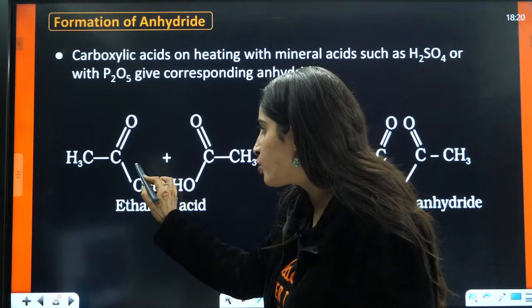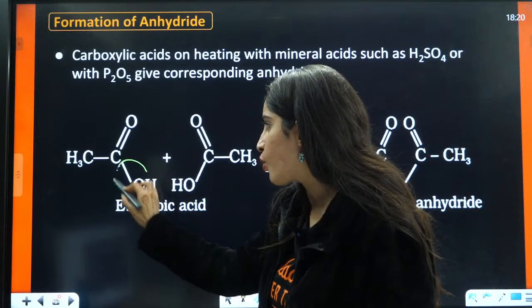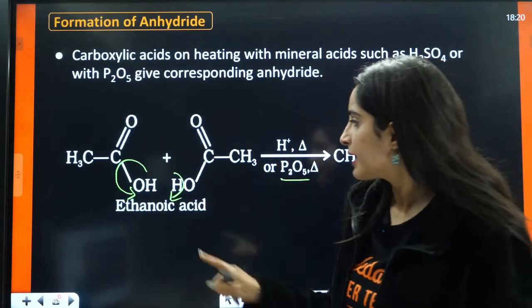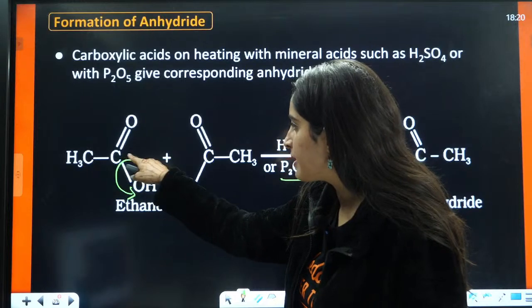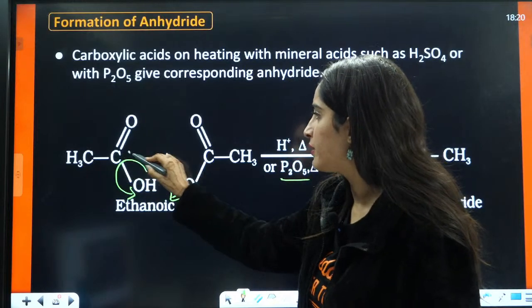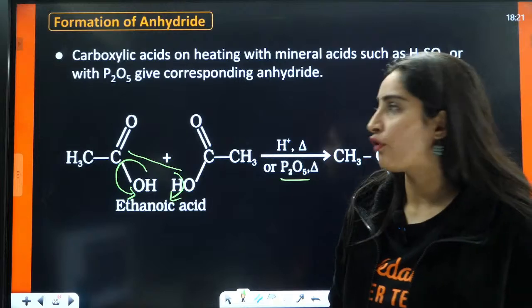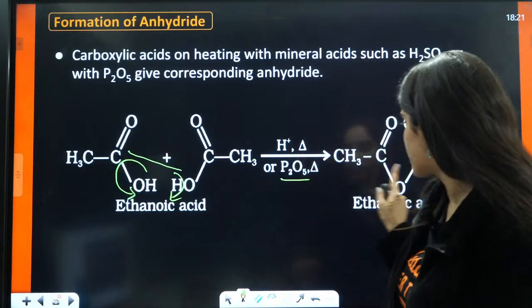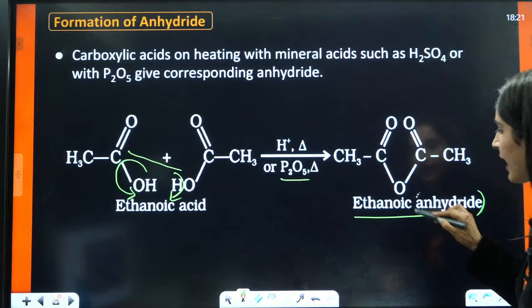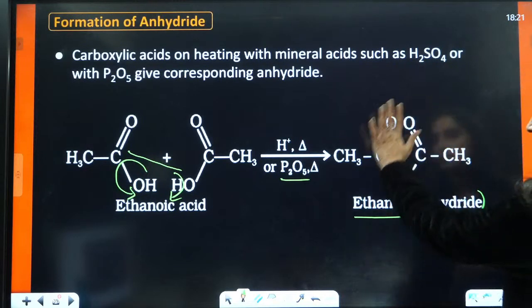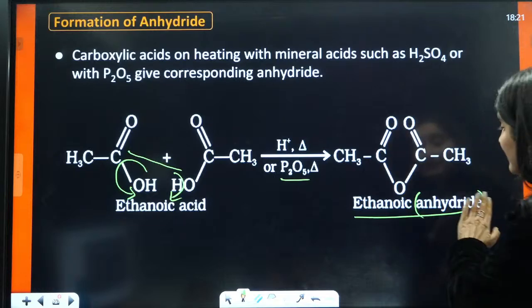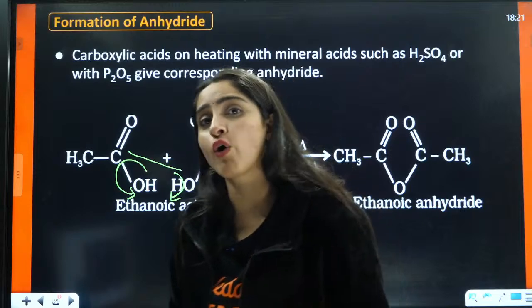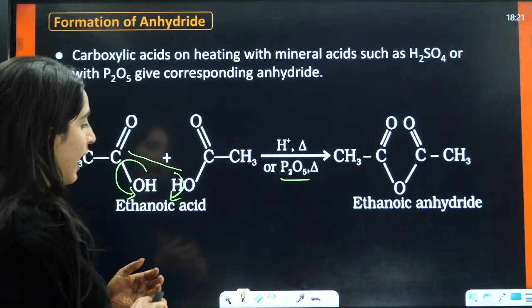Now what you are going to do is, one molecule is going to lose OH negative, one molecule is going to lose H positive. Hence this carbon and this oxygen will make a bond with each other, and you will have the formation of CH3, C double bond O, O, C double bond O, CH3. That is the anhydride formed here, and this is how an anhydride looks. This anhydride is called ethanoic anhydride because it is formed from ethanoic acid.